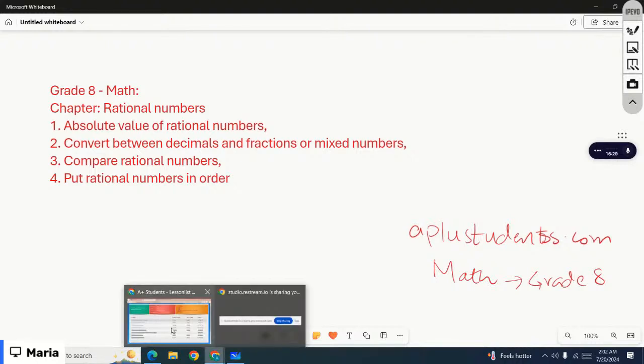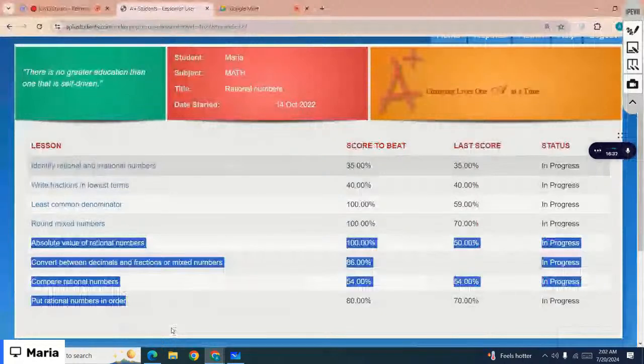So here I'm on grade 8 math. The chapter we are on right now is rational numbers. Let's just start with the first lesson, that is absolute value of rational numbers.